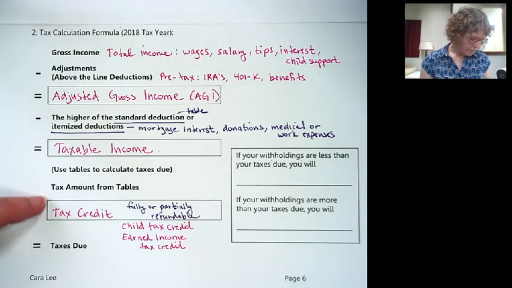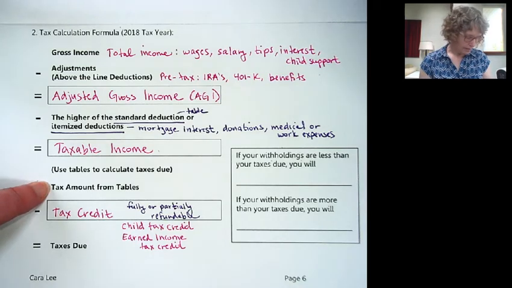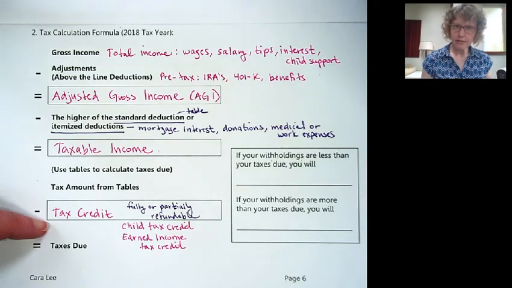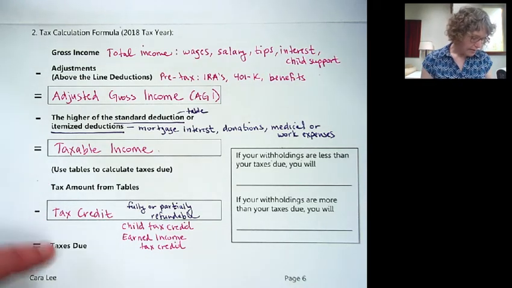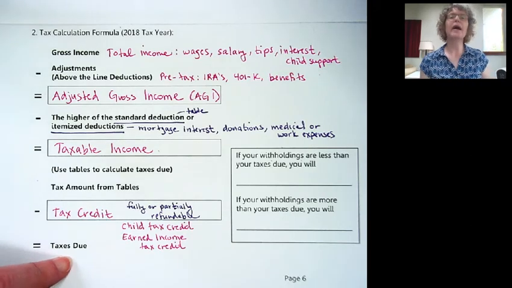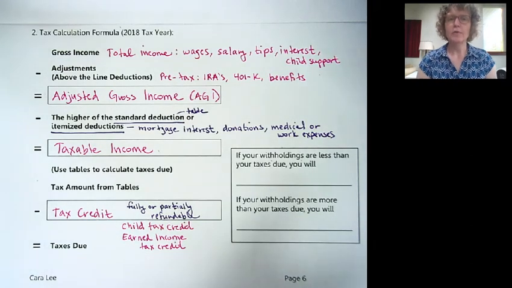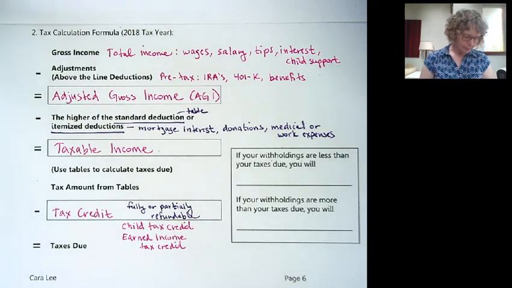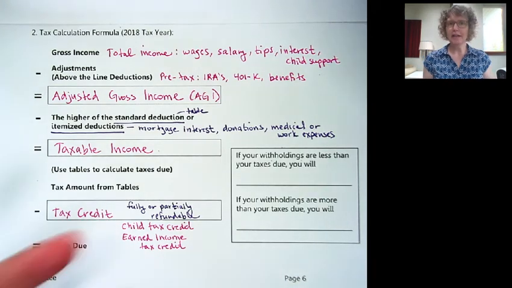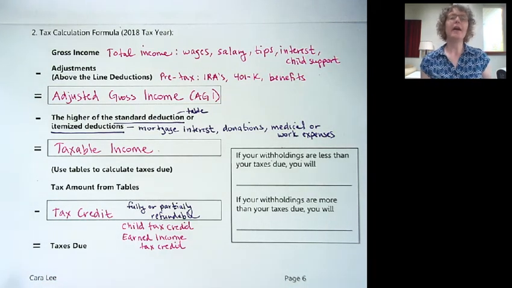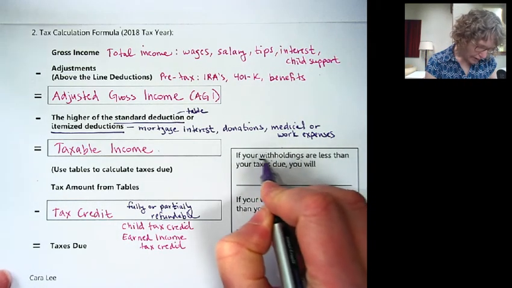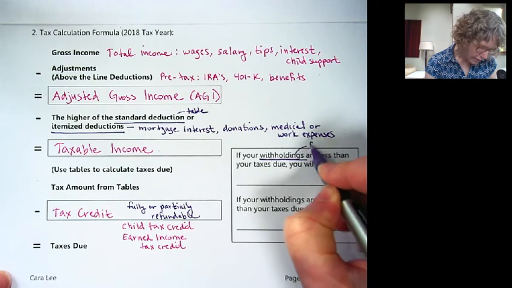Okay, so you find the tax amount that you owe using the table. You subtract off any credits from that if you have them. That is your taxes due. So that's the amount that you are actually paying for that year in taxes. Now if you've been getting a paycheck, you've had withholdings from your paycheck every week or two weeks or month, whatever it is. So that's called the withholdings.